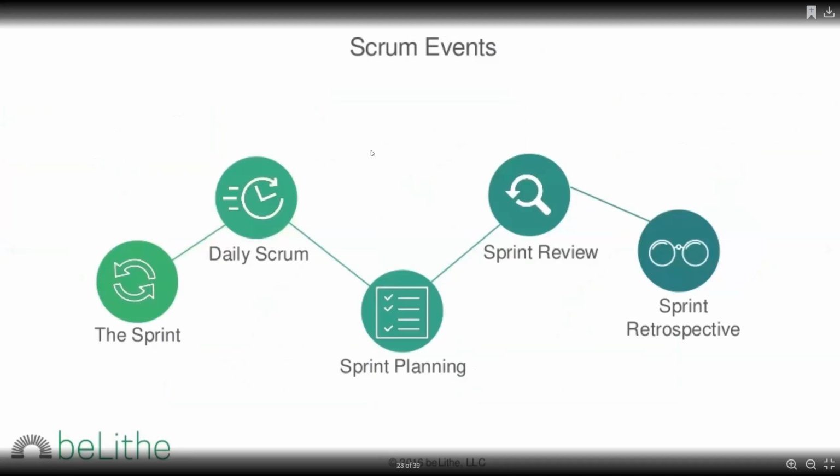So in Scrum, there's what we call the sprint. There's the daily Scrum, sprint planning, sprint review, and the sprint retrospective. The sprint really deals with what happens, like the daily actual work being done, right? So usually that happens.